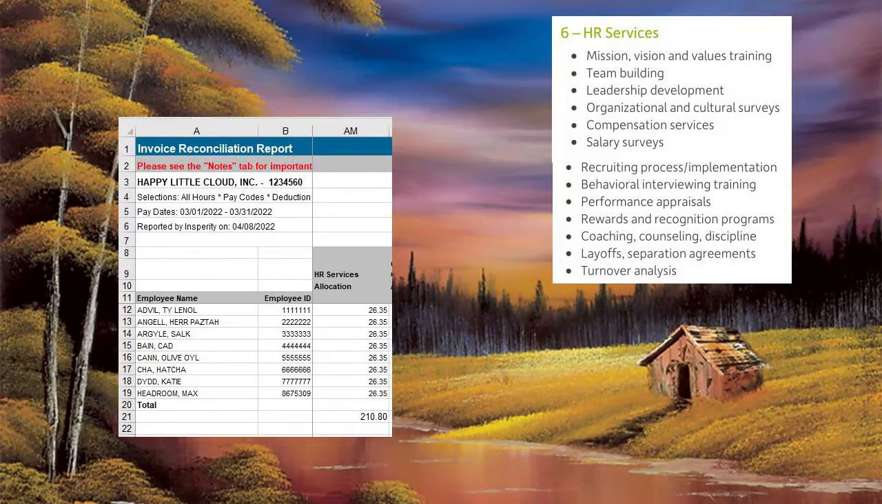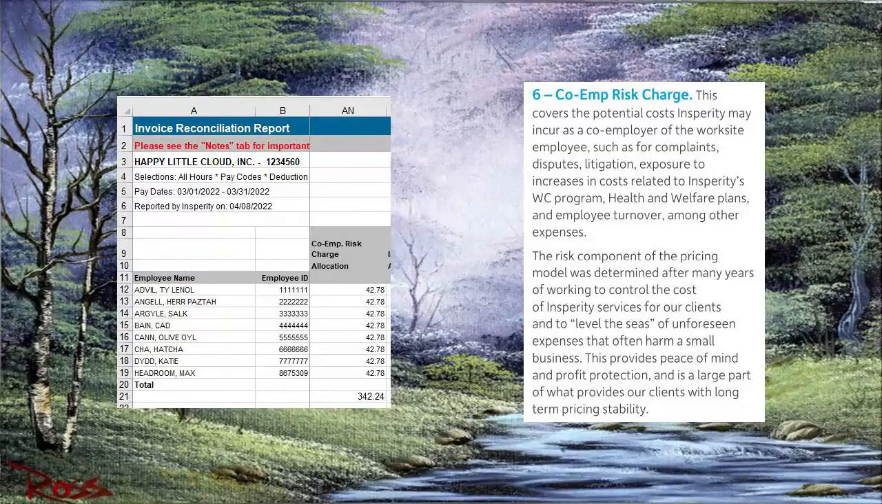And here's one that's certainly near and dear to our hearts. Column AM, HR Services. Let's add some nice highlights to it. It's all about mission, vision, and values training, team building, leadership development, and surveys. One of the columns clients are most confused by is AN, Co-Employment Risk Charge Allocation. It covers the potential costs Insperity may incur as a co-employer, such as complaints, disputes, litigation, and increases to workers' compensation or health and welfare plans. It helps cover the costs of catastrophic and severe claims.